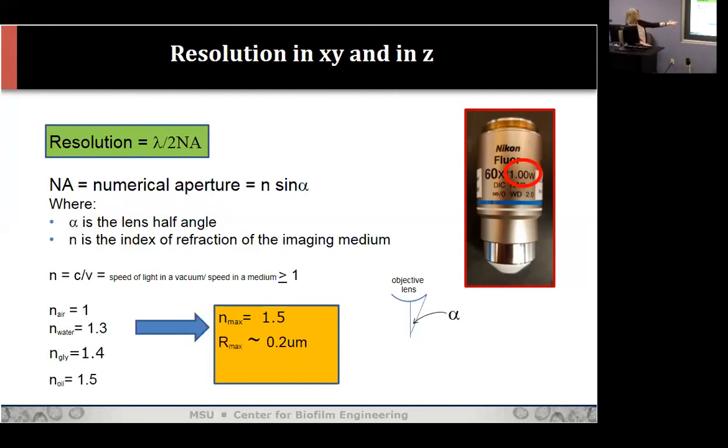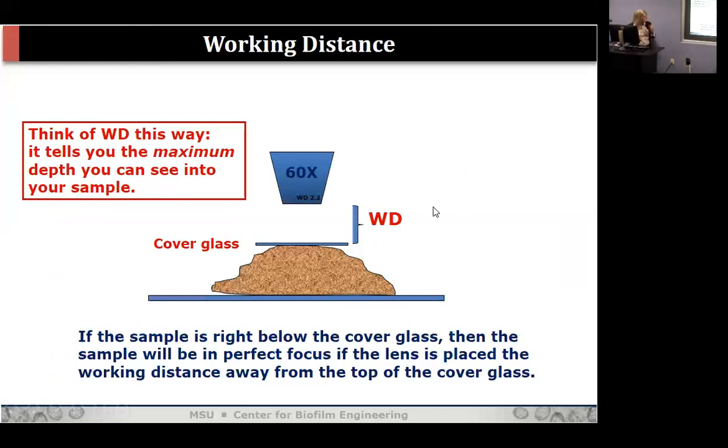So we can see that our maximum index of refraction is 1.5. Our maximum NA is 1.5. And that gives us our maximum resolution for our kind of optical microscopy, which is about 0.2 microns.